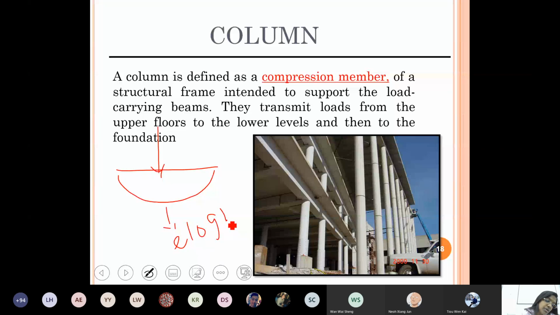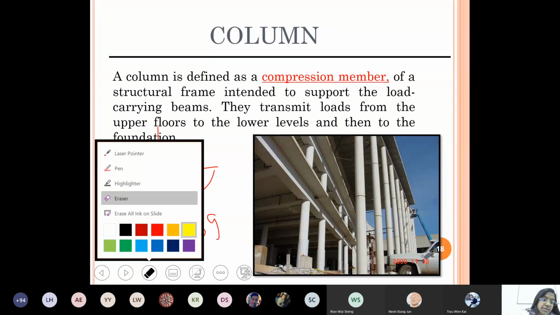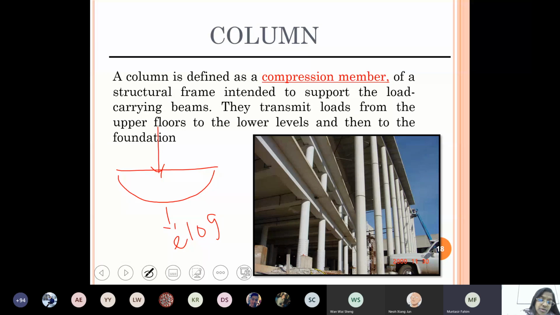Elongation means what? Length is increased, right? Yeah, the length is increased. Like you study Young's modulus and so on, it will extend this way. That's why it's called bending. Bending is more, a bending member.